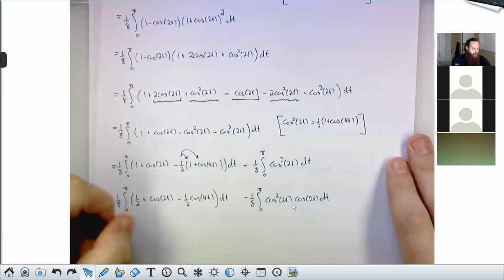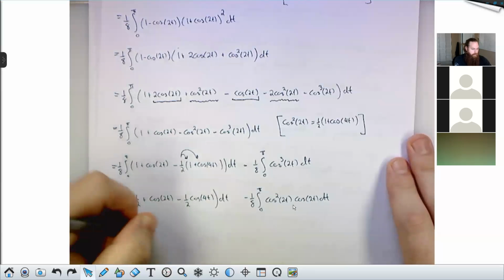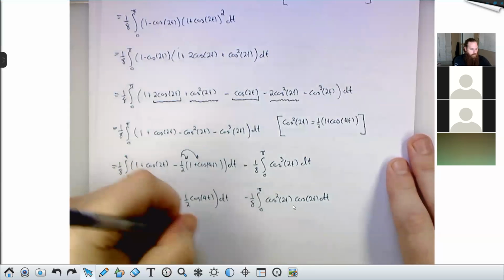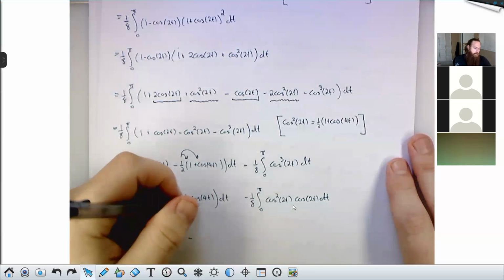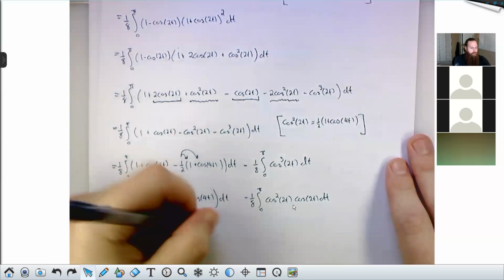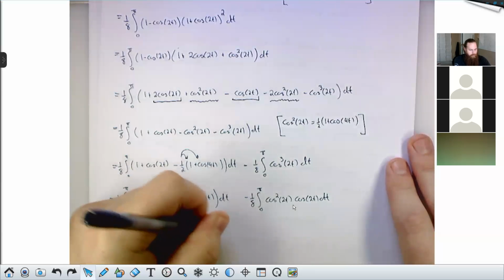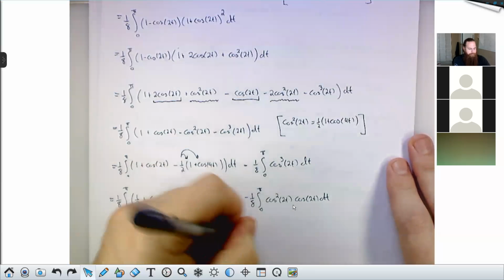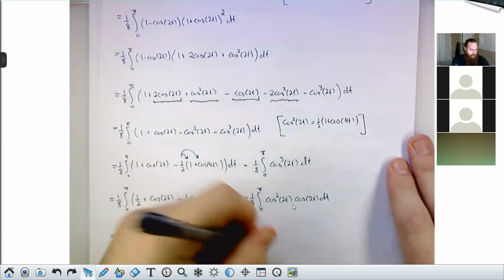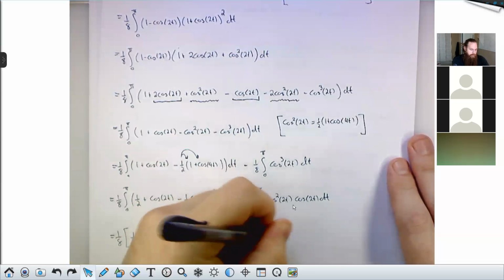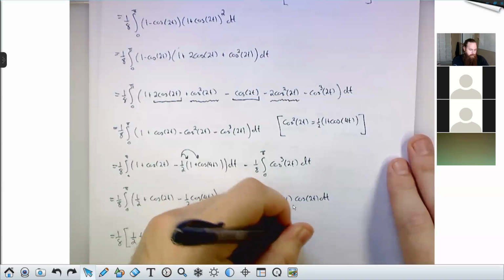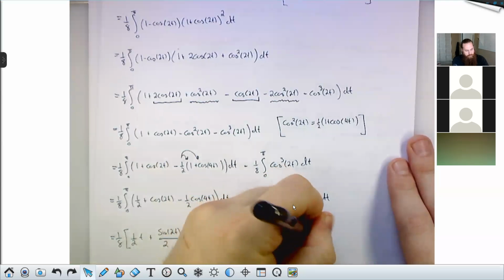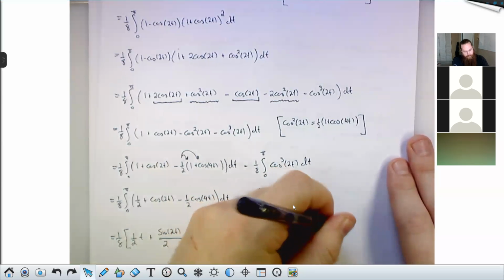So my antiderivative here is 1/2 t plus sine 2t over 2 minus, the integral of cos 4t would be sine 4t over 4, but I've got another 1/2 here, so it's going to be sine 4t over 8, evaluated from 0 to pi, minus 1/8 integral 0 to pi of 1 minus sine squared of 2t, that's the first Pythagorean identity, times the cosine of 2t dt.